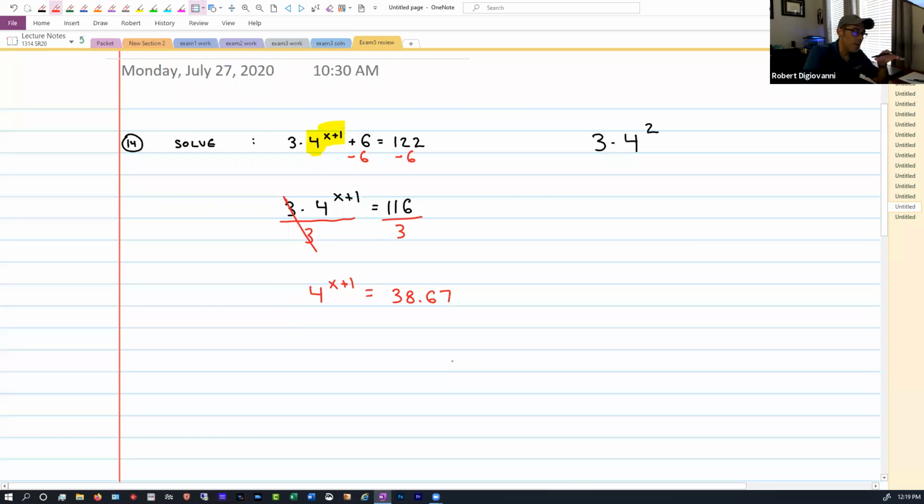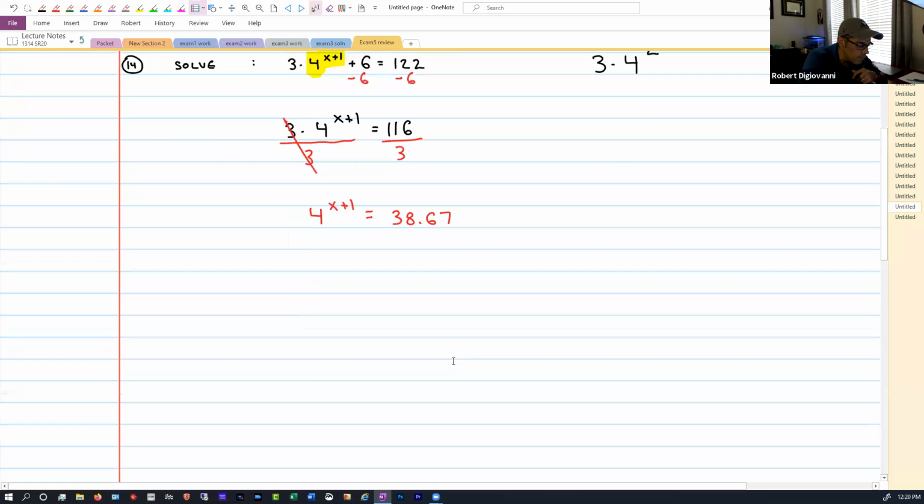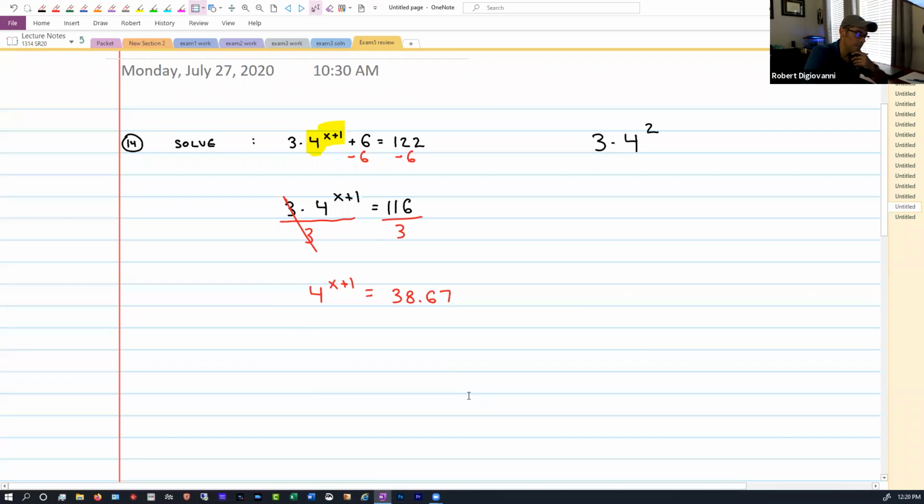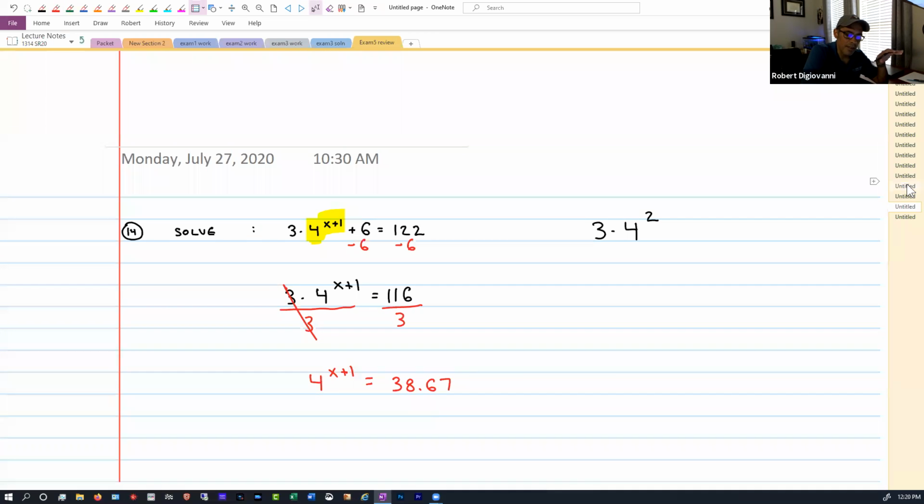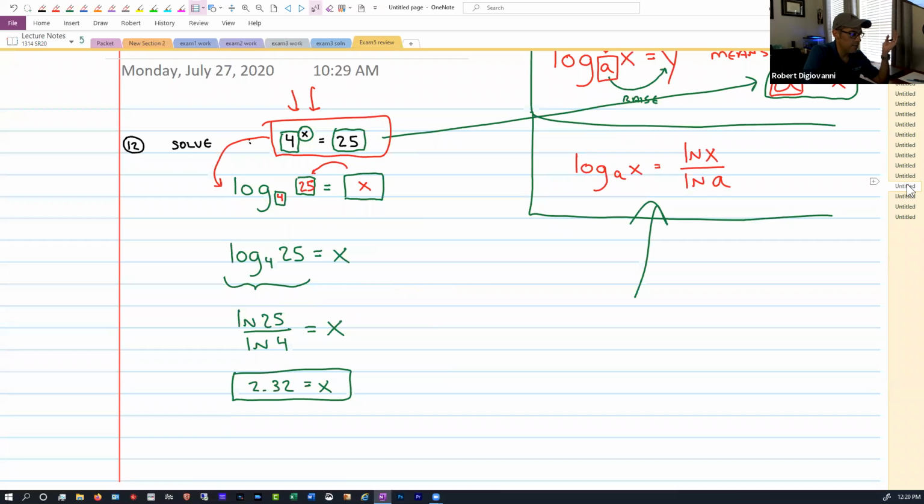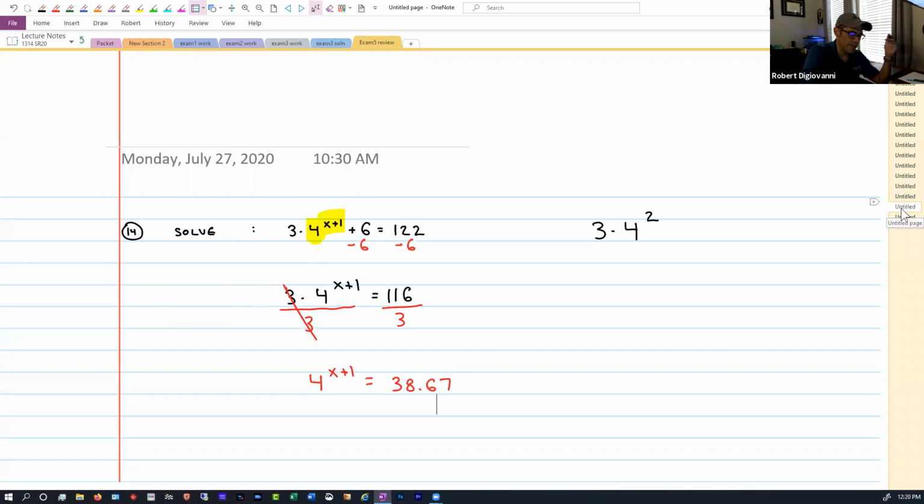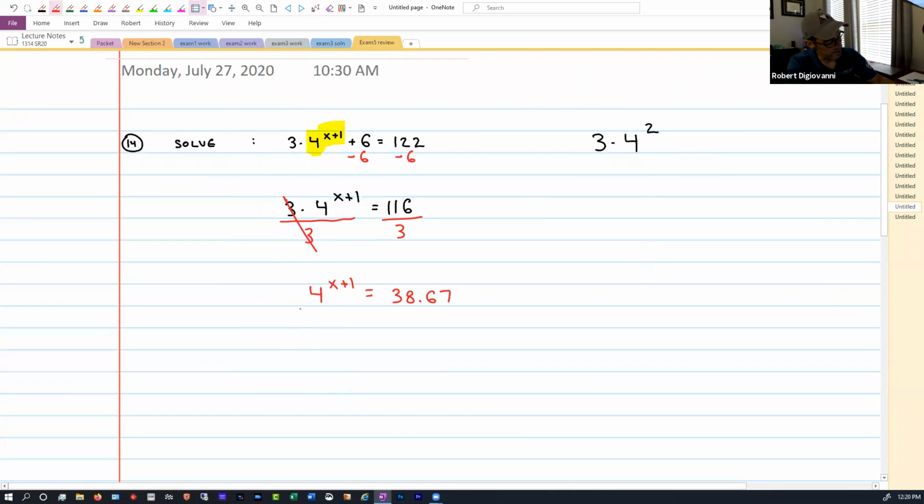So that's why I give you a problem like this. I want to make sure you understand you can't multiply that 3 times 4. Now this part of the problem looks almost like the very first problem we did here. It's just 4 to the x equals a number, right? But we have x plus 1. So let's see how this is going to work out.